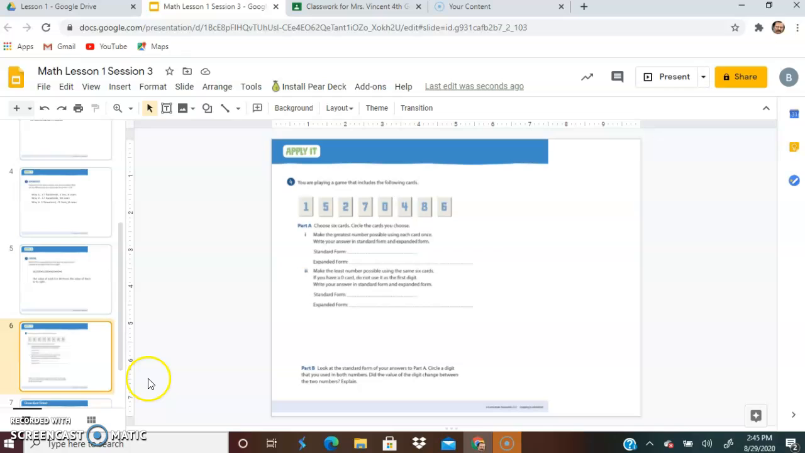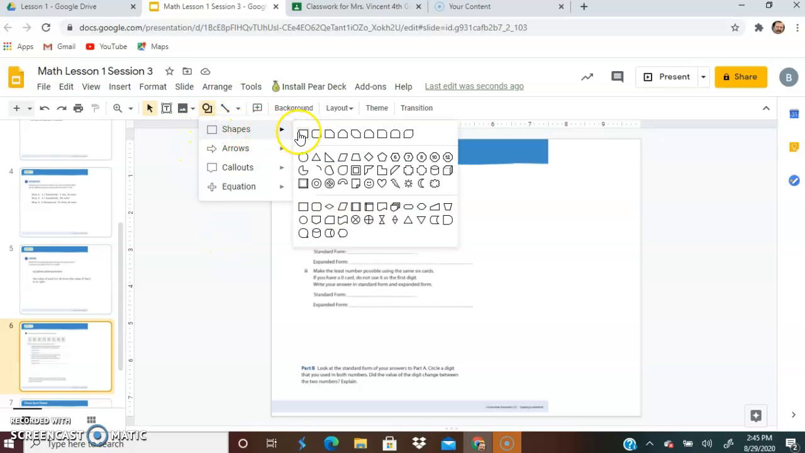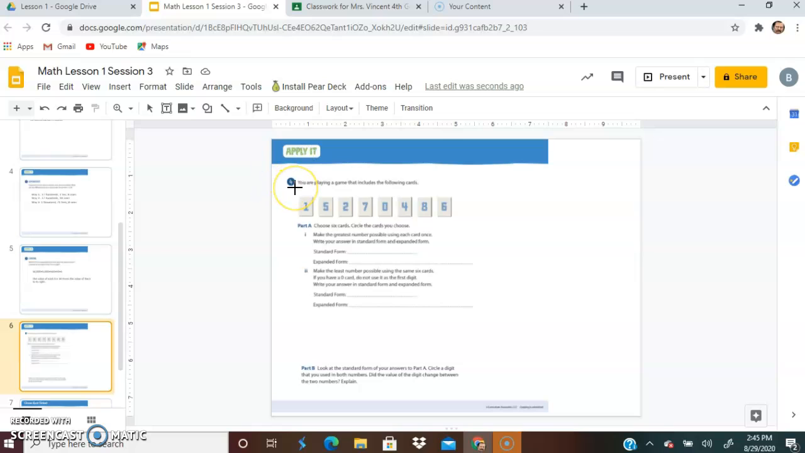Okay, guys, let's check to see if you're right on number 4. On this one, it says you're playing a game, you're going to circle 6 cards, and you may have chosen different ones than I did, okay? So let me give an example, and then we can look at it closer. So I'm going to get my shape here. I'm going to use these digits.